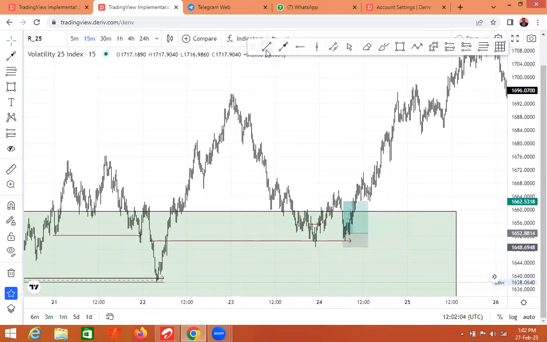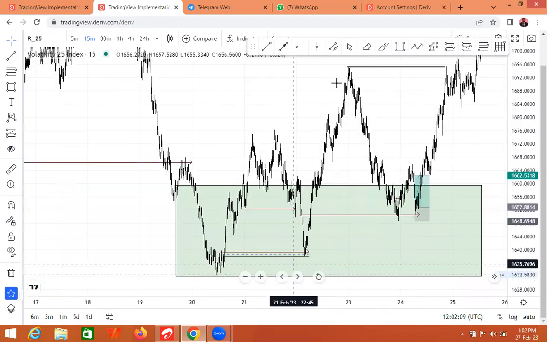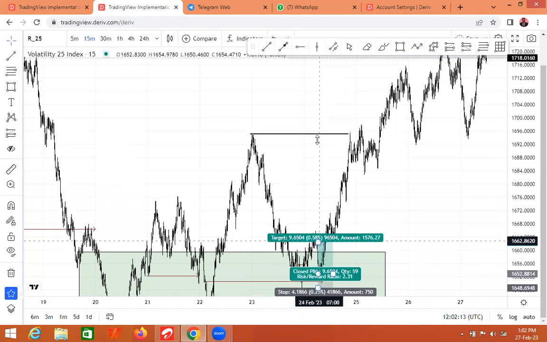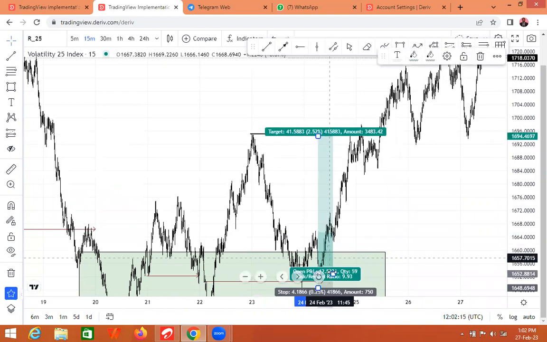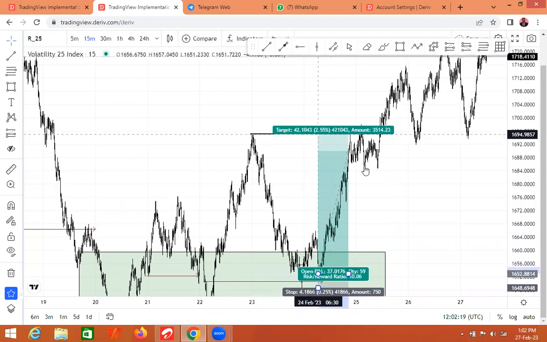And then you want to take profit from here because this becomes your external liquidity. High, low, price came back. You are aiming to take profit from here. So this one alone is a 1 to 10. Yeah, 1 to 9 point something. That's 1 to 10.